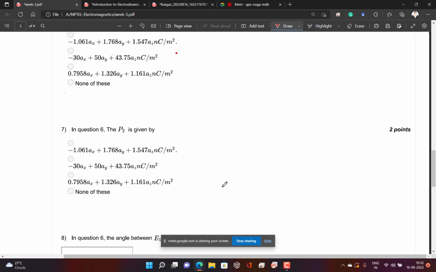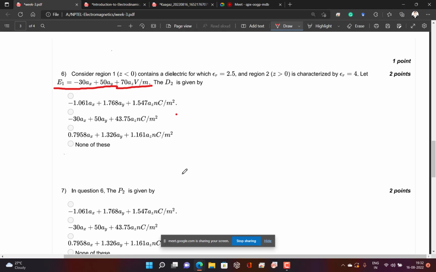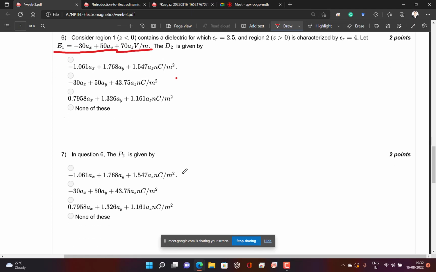All right, so question 6 is done, right? No problem there. Okay. So in question 6, the P2 is given by. Now you already have found the D2. Can you tell me how to find the P2?